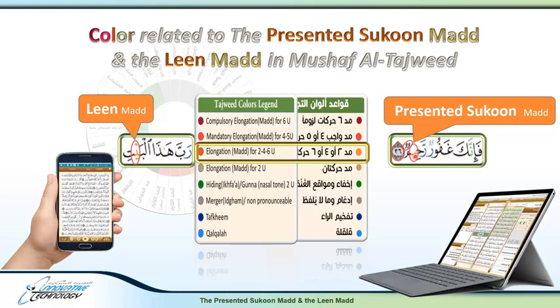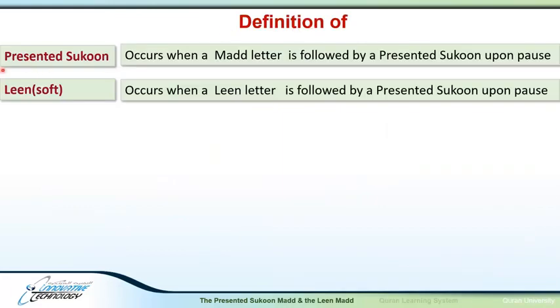The lean is also presented sukoon, but it's caused by a lean letter. So in order to differentiate the two, we call this a lean med and that a presented sukoon med, and both of them have the same tajweed rule. The definition of both is almost the same. Both occur when a letter is followed by a presented sukoon upon pausing the recitation of the Quran. But the difference between the two definitions is in the type of the letter. In the presented sukoon med, it's a med letter, while in the lean, it is a lean letter.